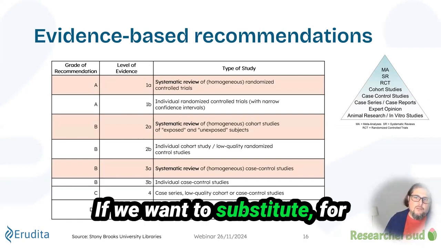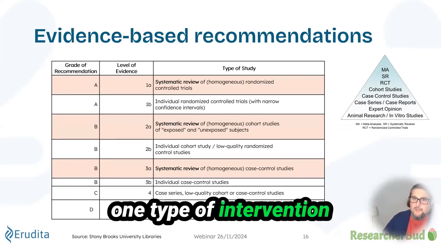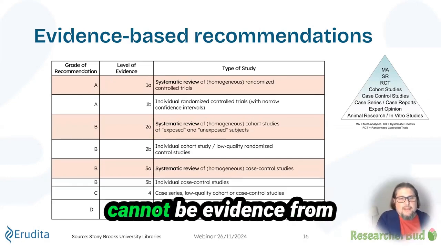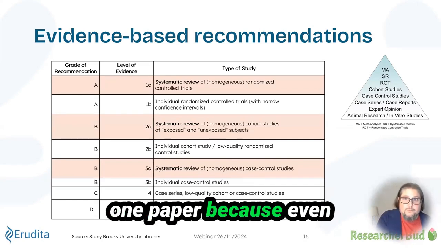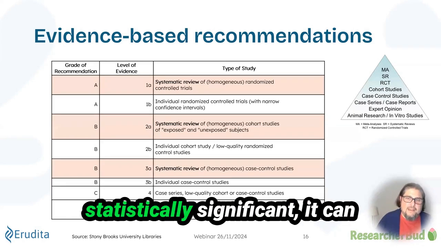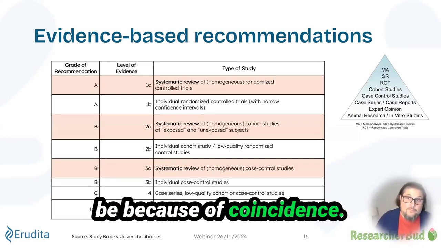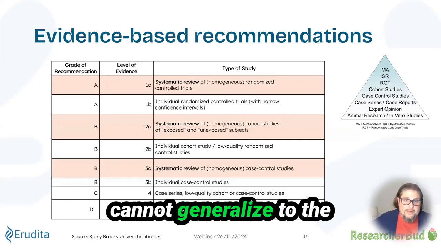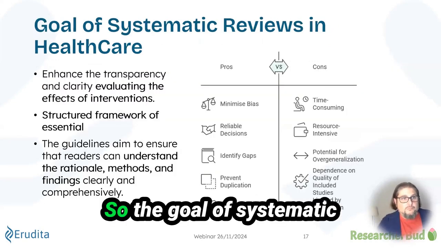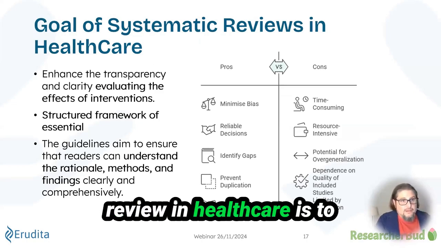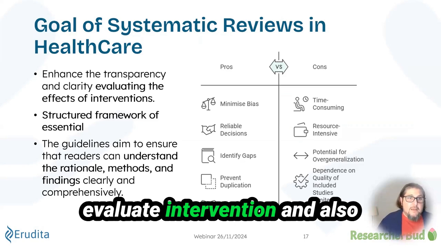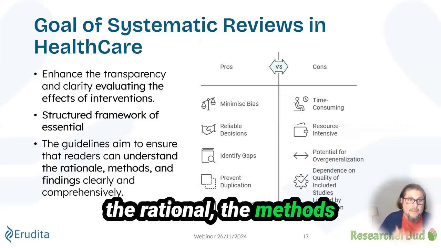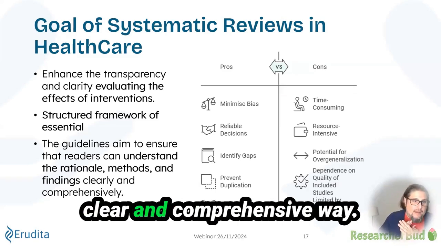If we want to substitute, for example, one type of intervention with another one, especially in the public sector, we need this evidence, and it cannot be evidence from one paper, because even if something is statistically significant, it can be because of coincidence. It can be because in this specific sample we have this result, but we cannot generalize to the rest of the population. So the goal of a systematic review in healthcare is to evaluate interventions and also to provide a framework where the readers can understand the rationale, the methods, and the findings in the most clear and comprehensive way.